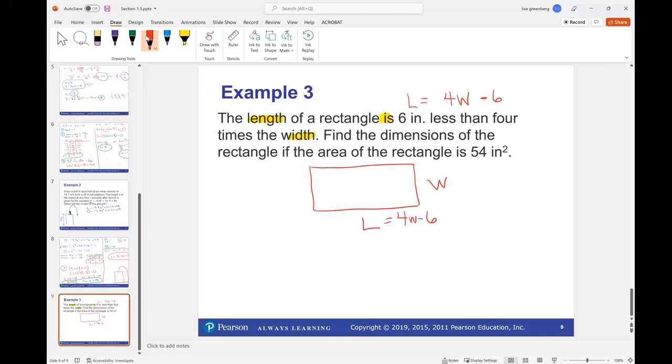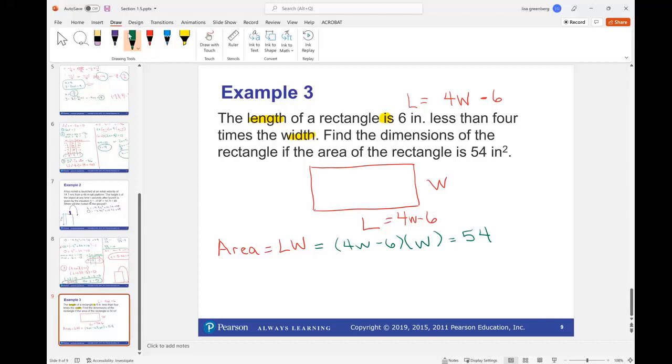And it said find the dimensions of the rectangle if the area is 54 inches. So we know area equals length times width. So the area is always going to be equal, length times width is going to be equal to length, which is 4W minus 6, times width, which didn't change, it's just W. And it's telling me that the area, which is length times width, is equal to 54 inches squared.